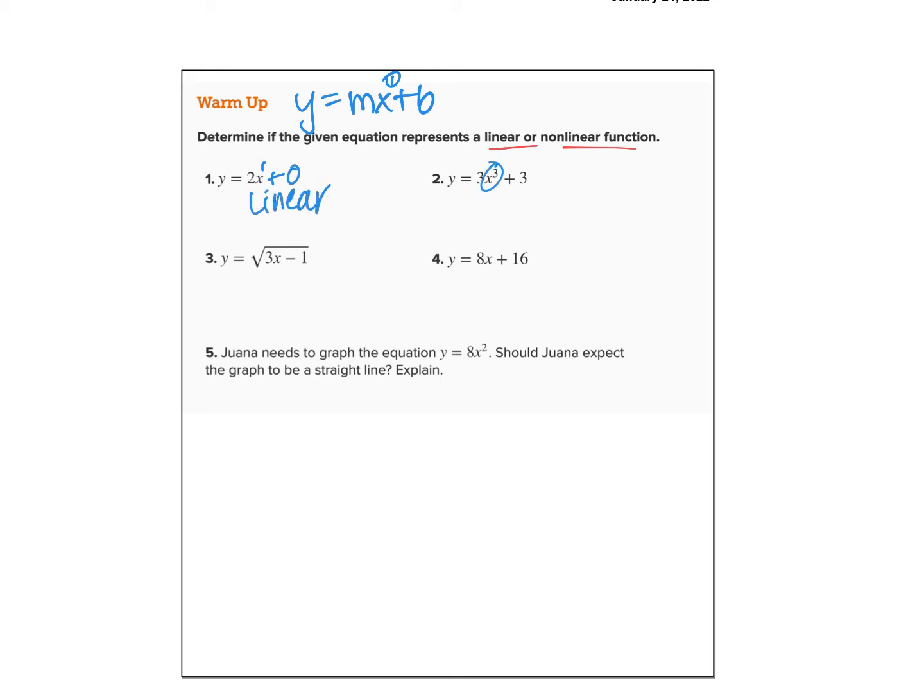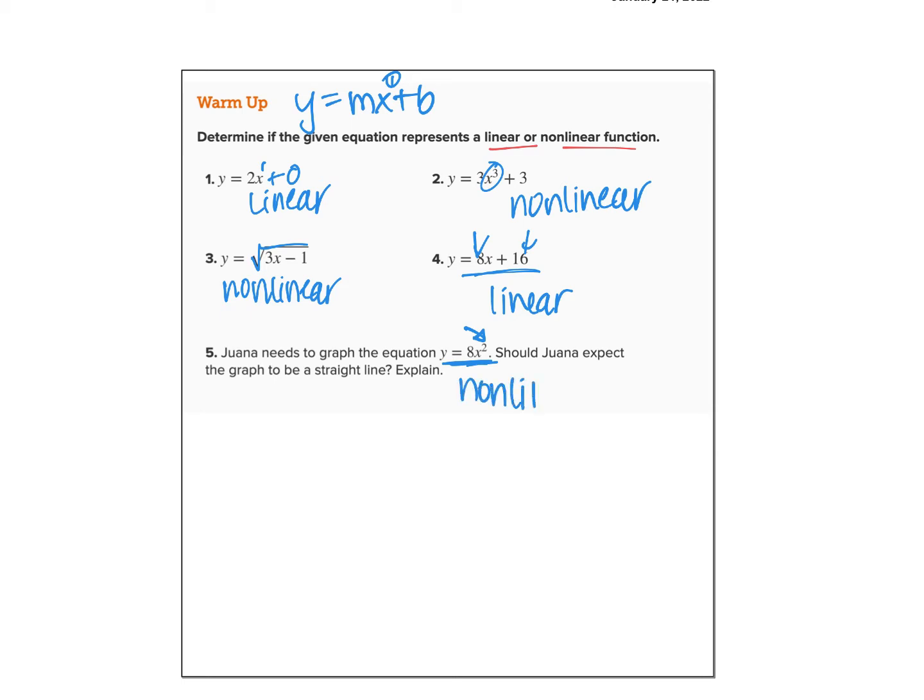Number 2, oh, it's got a cubed there, so that is not going to be a straight line, so that is nonlinear. Okay, number 3, if it has a square root in it, it is also nonlinear. And number 4, this one looks pretty good. It just looks like our normal y equals mx plus b. Here's our slope, here's our y-intercept, so that one is also linear. If you look at number 5, I have this equation. It is not going to be a straight line because it has that square there. So that is also nonlinear.